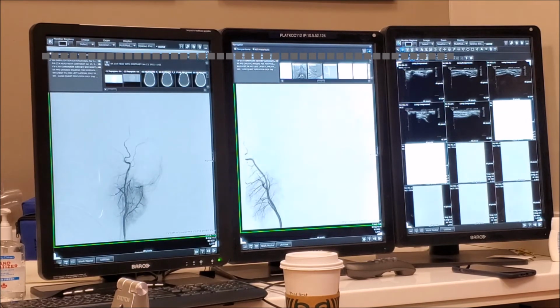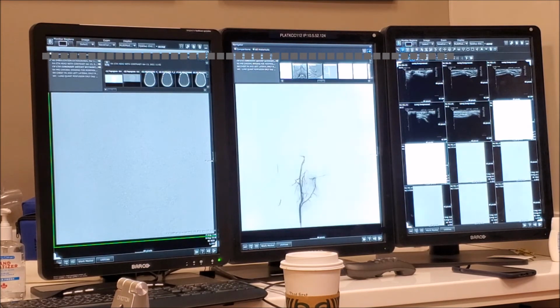Okay, let me just put this is the AP and this is the lateral. So this is the posterior auricular. This is muscle. And this is for sure muscle. So the question is, who's supplying the seventh nerve here?